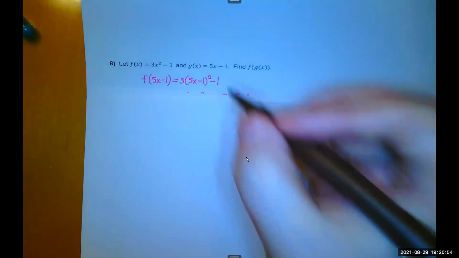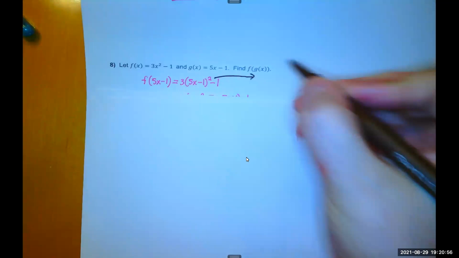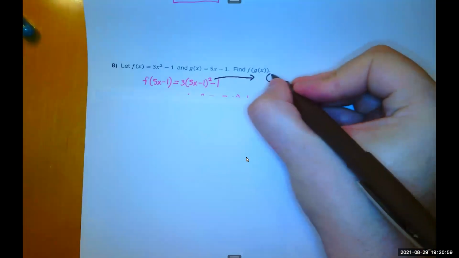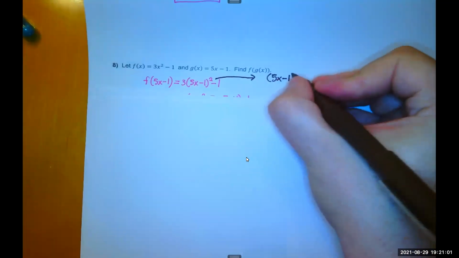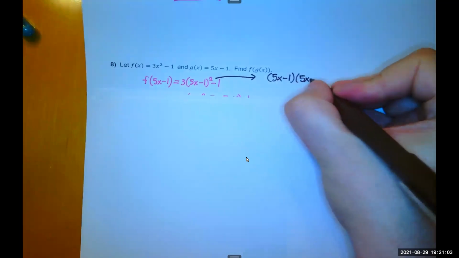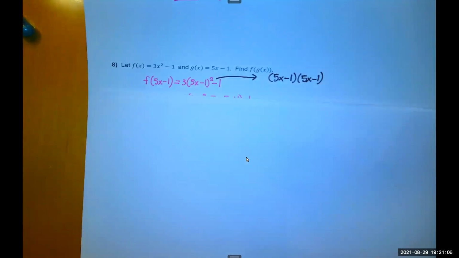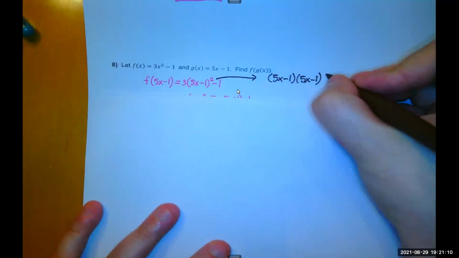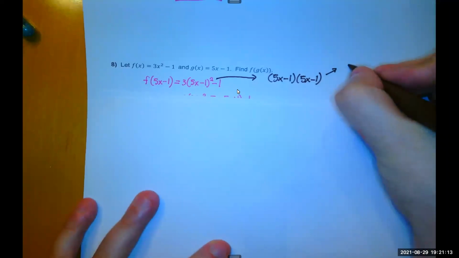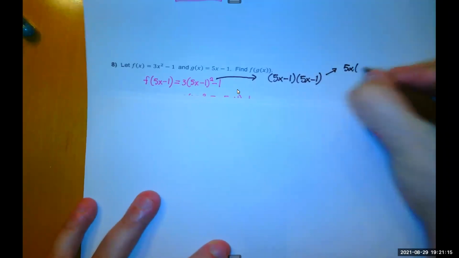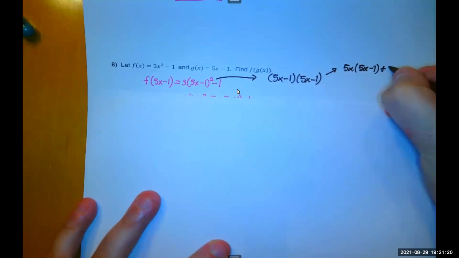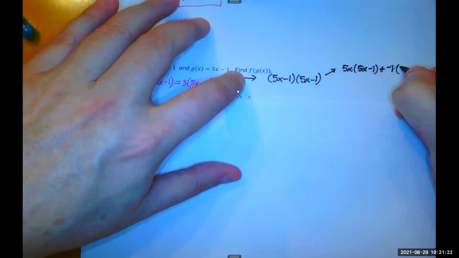So we have 5x minus 1 quantity squared. And I want to encourage you every single time: if you have something being squared, remember it is the thing times itself. In this case, it's 5x minus 1 times 5x minus 1. So you could write this a couple of ways. Again, you could do it as 5x times the quantity 5x minus 1 plus negative 1 times the quantity of 5x minus 1.